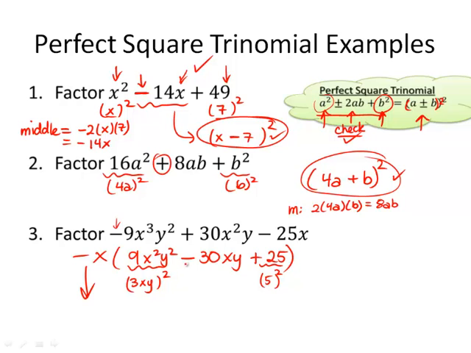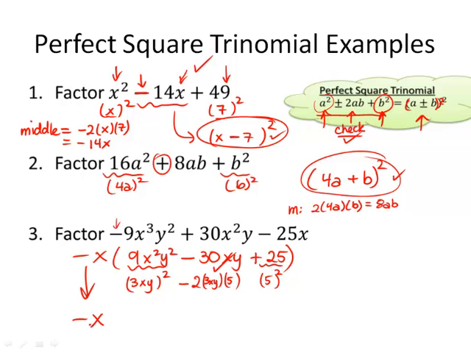Okay, now let's check the middle term. The middle term should be minus twice the first times the last. Let's see if our first times our last gives us our middle term. 2 times 3 times 5 is 6 times 5 is 30xy, it is. Hey, look at that.